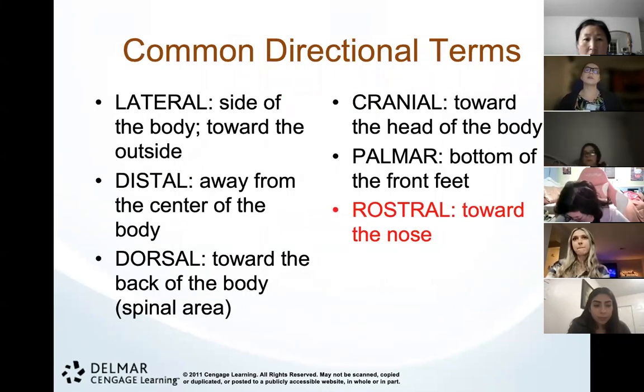All right, so now we're going to go into some of the common directional terms. I'm going to be going over other terminologies and abbreviations, and when we get into more of our abbreviations, I am going to be asking you guys to participate and share within the chat box what those answers are.